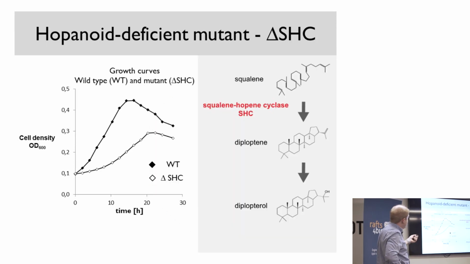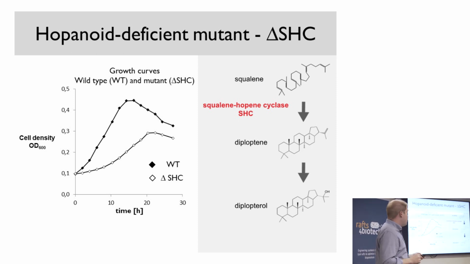Okay, so we started with this Hopanoid knockout where the squalene hopene cyclase gene is deleted. They don't make Hopanoids. If you look at a growth curve, the mutant grows about half as fast as the wild type. So there's definitely a growth phenotype there.